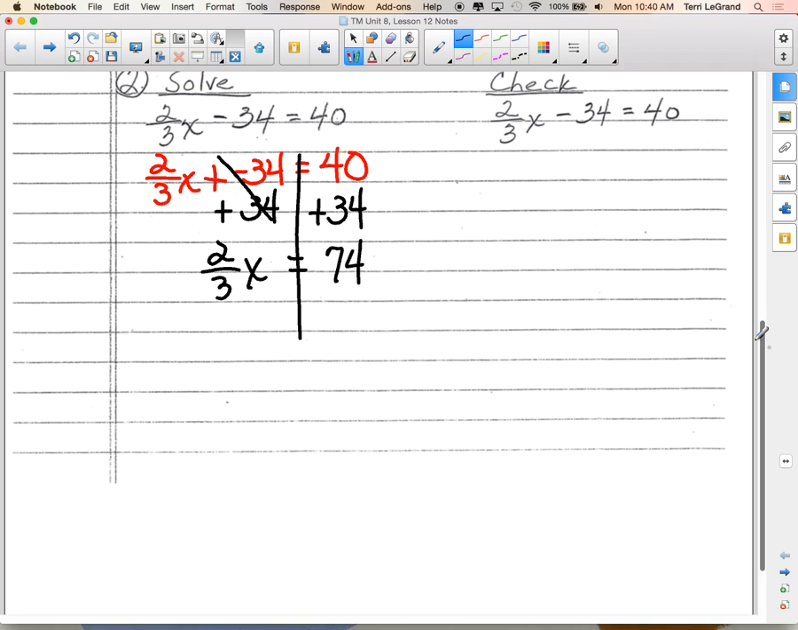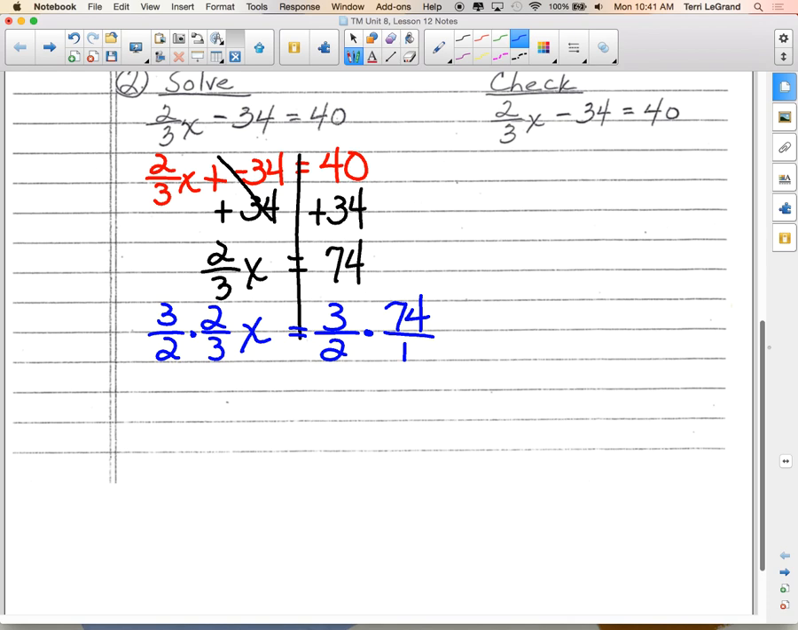Okay, what is the reciprocal of 2/3? 3/2. So what do we do with that reciprocal? Times it. We multiply with it. So 3/2 times 2/3 x. And we take 3/2 times the other side also. What are we going to do with that 74? Put it over 1.